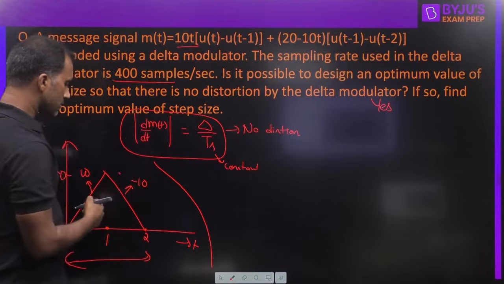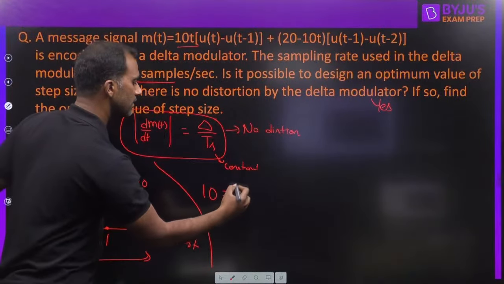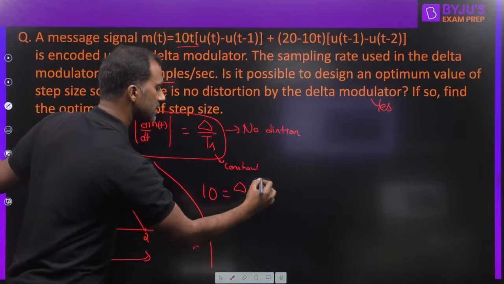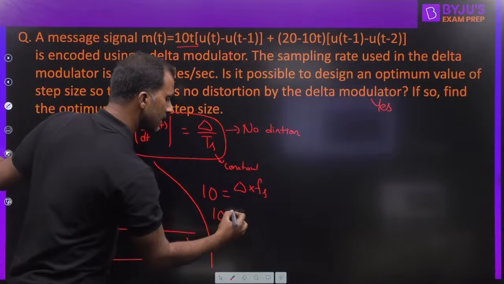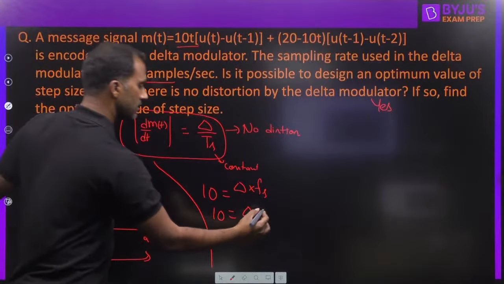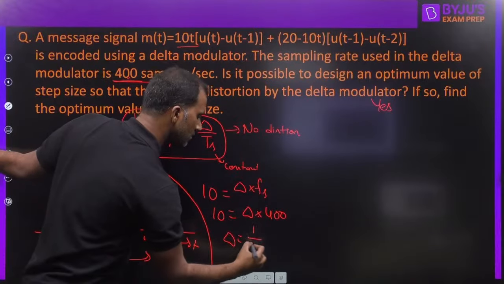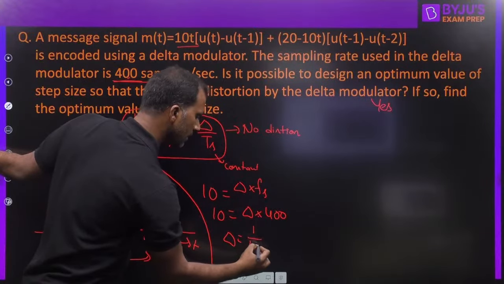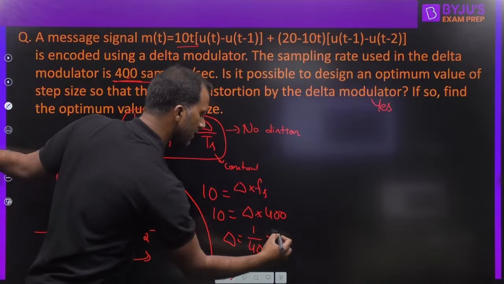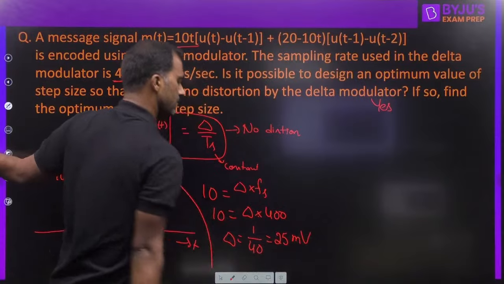Right. So the magnitude of slope of the signal is 10 units. It is equal to delta by Ts, or we can also write it as delta into Fs. So 10 equal to delta into Fs. What is Fs given? They have given the sampling rate as 400. We can substitute that here. So delta is equal to 1 by 40, or we can also write it as 25 millivolts.